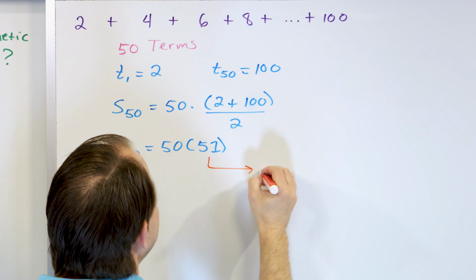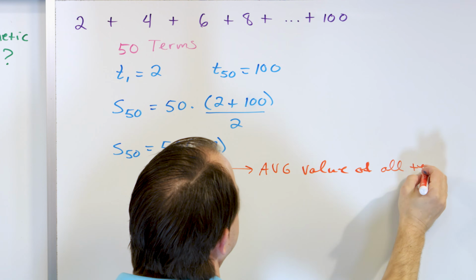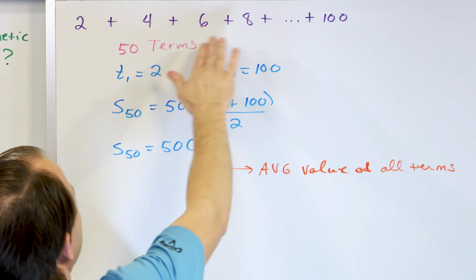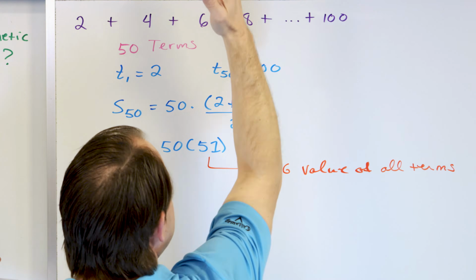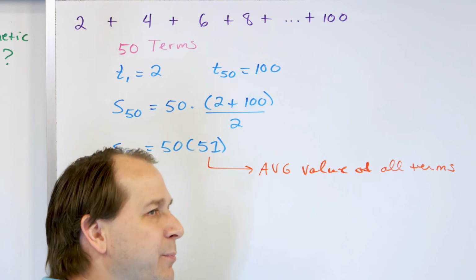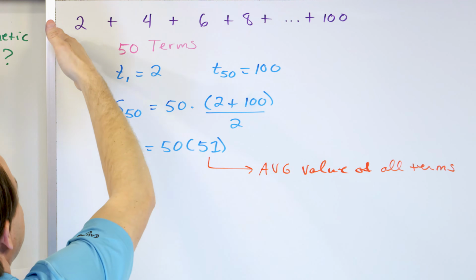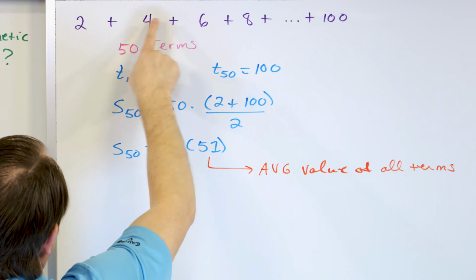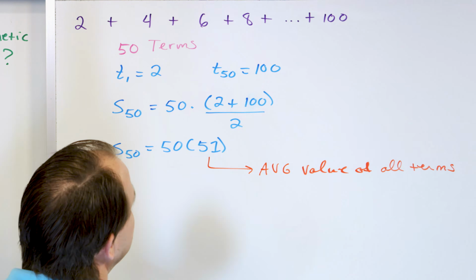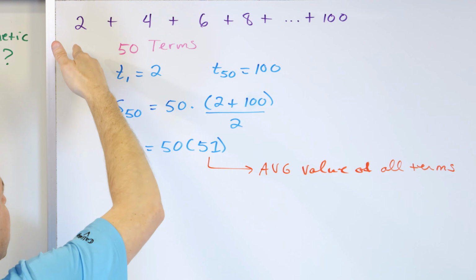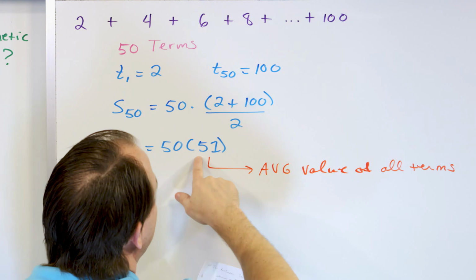This 51 is the average value of all terms. In other words, I have so many terms here I can't really write them all out, but imagine I wrote them all out in a line. Then somewhere right in the middle of all of those terms would be the number 51. That represents the average value of all the terms. Now, I want to find the sum of all of these terms. Some of these terms are smaller than the average, like all of these are smaller than 51. But an equal amount of them are going to be bigger than 51, going all the way to 100. So even though some of these terms are smaller, there's an equal number of terms that are bigger than 51 that are too big.